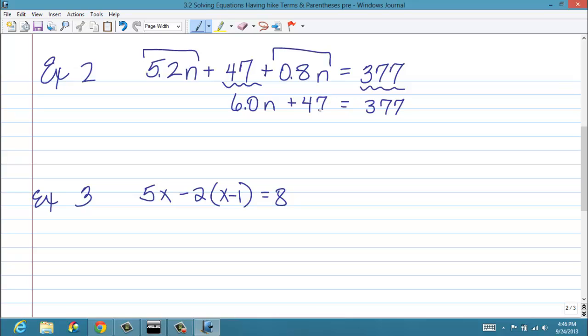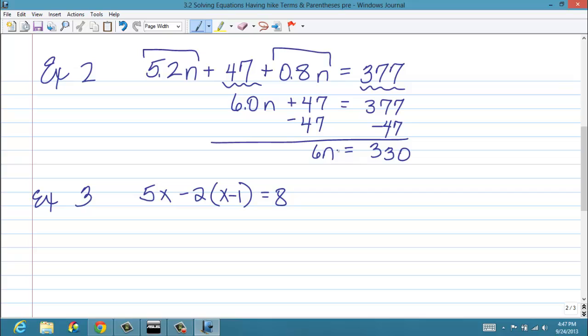Now I need to get this 47 together with this 377, and in order to do that I have to use the inverse operation. Since 47 is being added, we're going to subtract 47 from both sides. I'll just write it as 6n equals. So 377 minus 47 gives us 330.